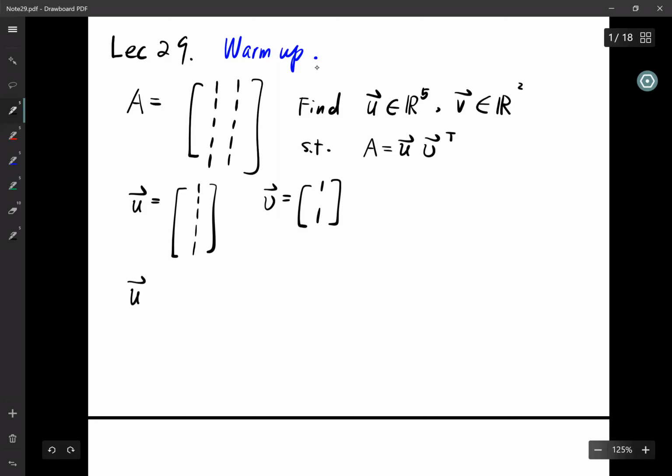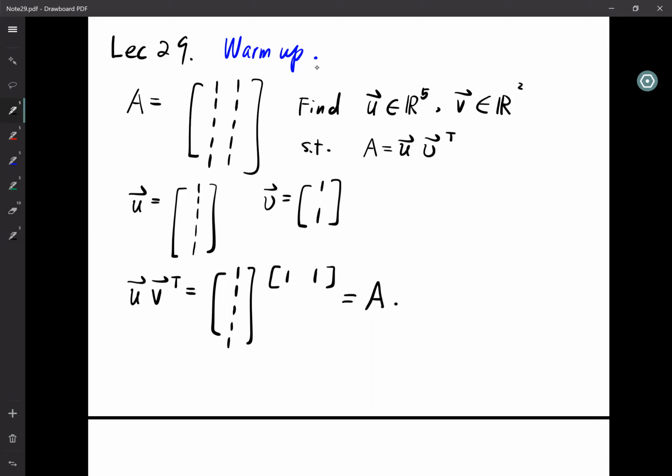So then UV transpose is 1, 1, 1, 1, 1 times 1, 1. You just multiply and you find this is exactly A. Okay, so it's a really simple problem. So what do we learn from this?